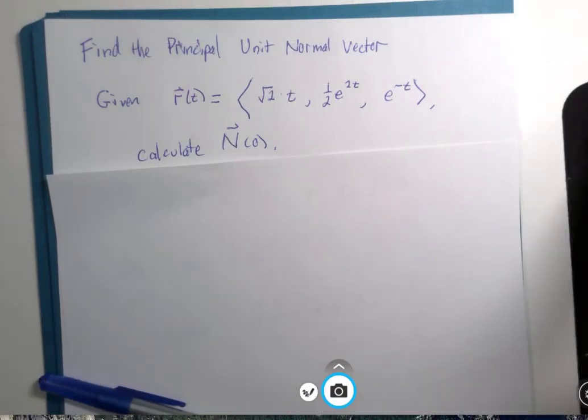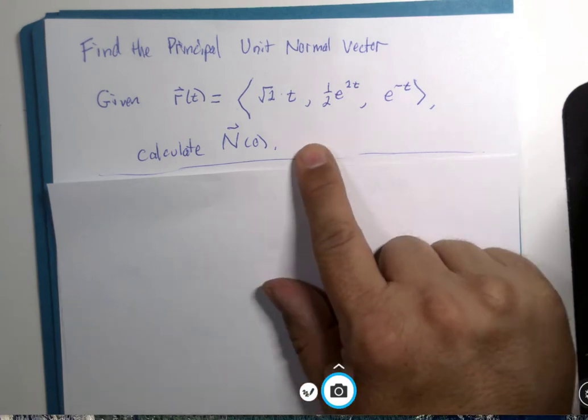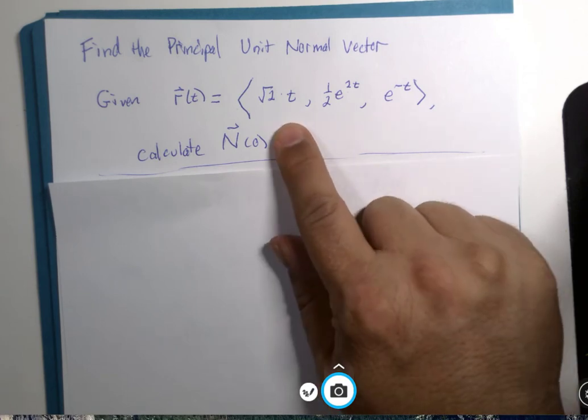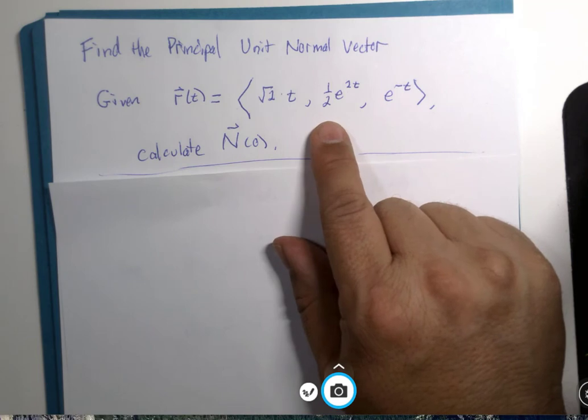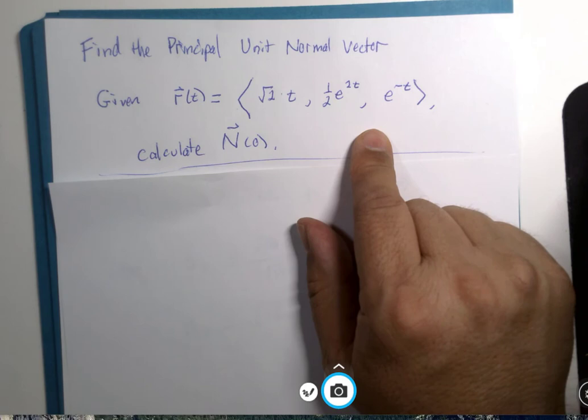Well, it's taken me a little bit, but we're ready to use this linear combination technique to sneak up on and solve for the principal unit normal vector. I've given you a three-dimensional position vector: square root of 2 multiplied by t, 1/2 e to the 2t, e to the negative t are the three components.